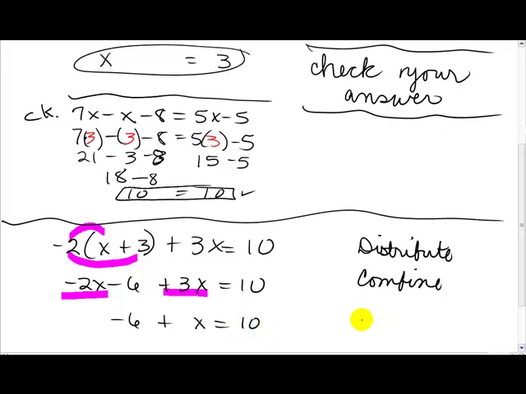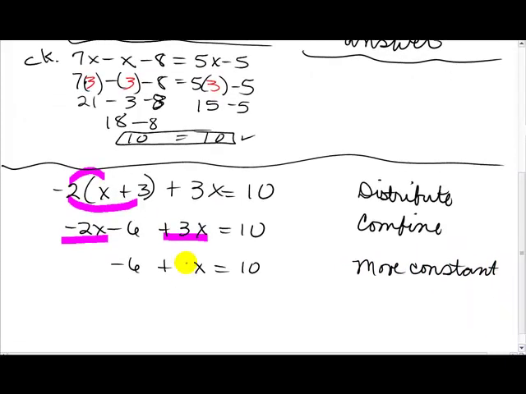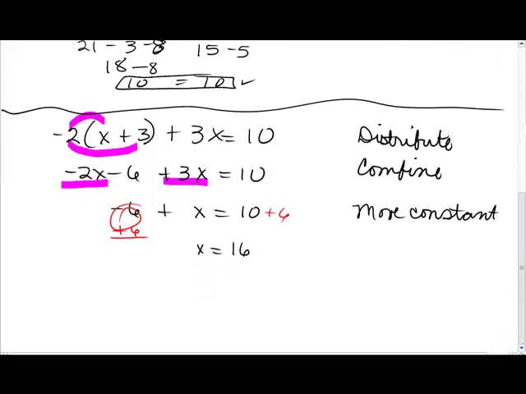Then we want to move a constant. So plus 6, that becomes 0. x is going to be 16, and let's check this one.